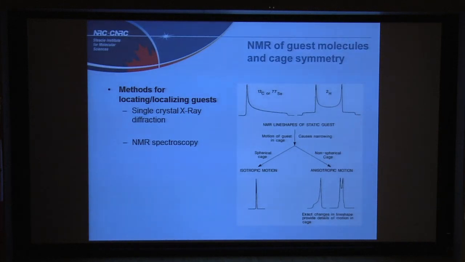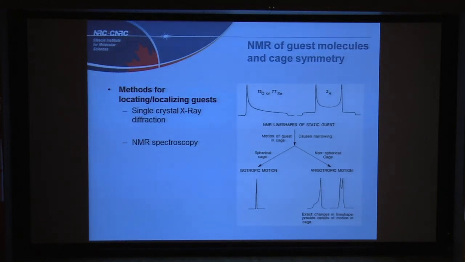So now I'm going to talk a little bit about other ways of looking at how guest symmetry is important in determining the properties, and some of the spectroscopic measurements that we have done on hydrates. And the two methods that we've been using are single crystal X-ray diffraction, where we can locate and localize the guests, but we can also do this with NMR spectroscopy.